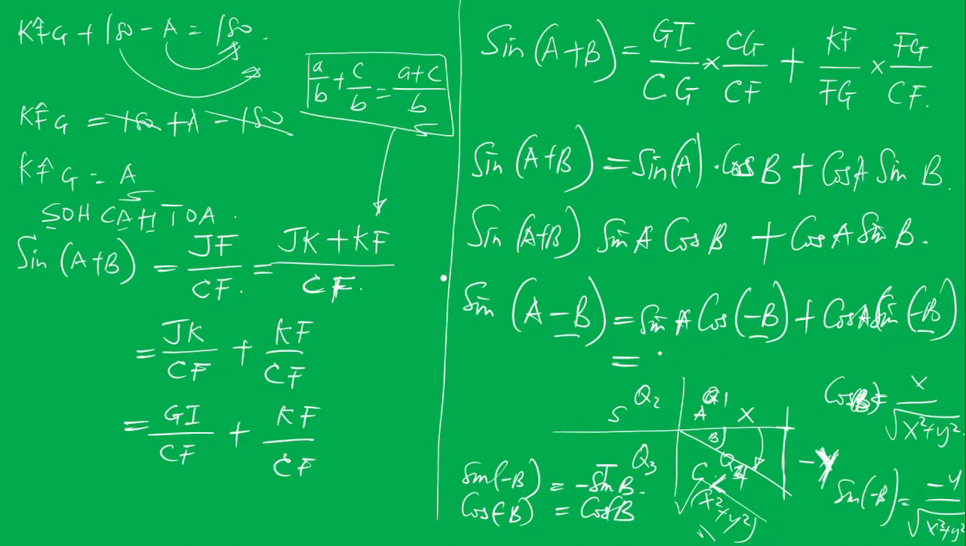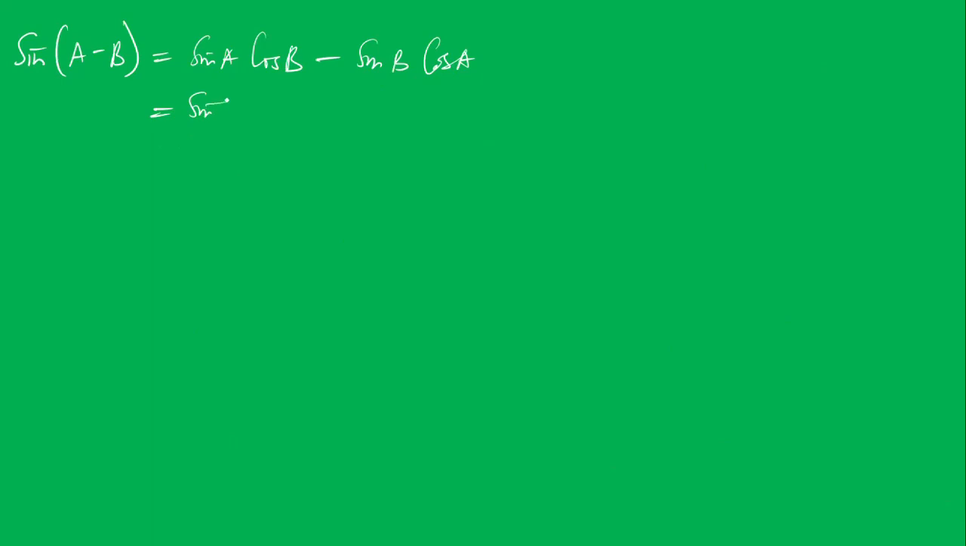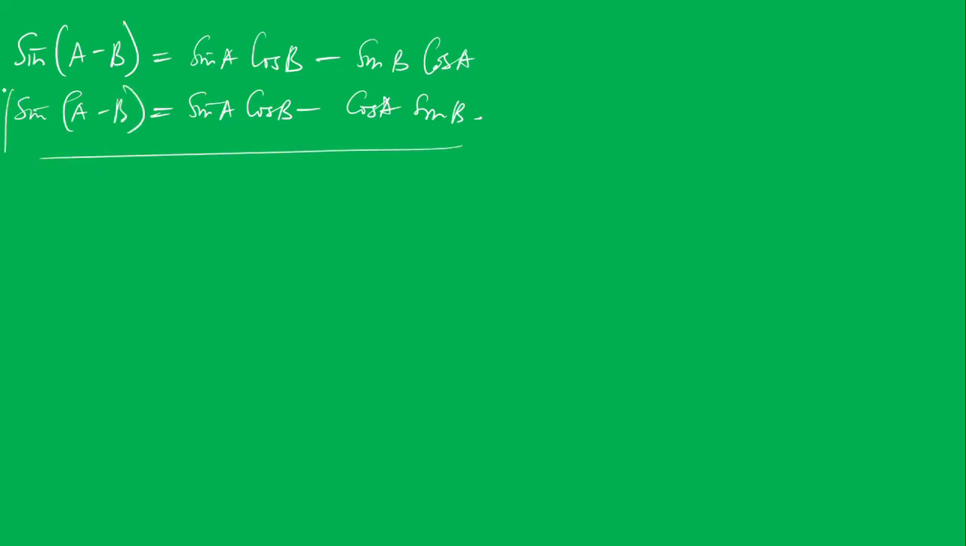If you put them into this expression, you have sine A cos B minus, there will be minus here now, minus cos A sine B. So we have proved that sine A minus B is equal to sine A cos B minus cos A sine B. So we have proved this.